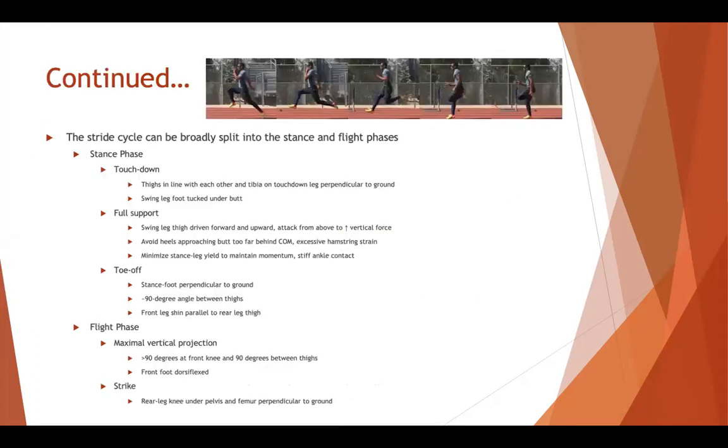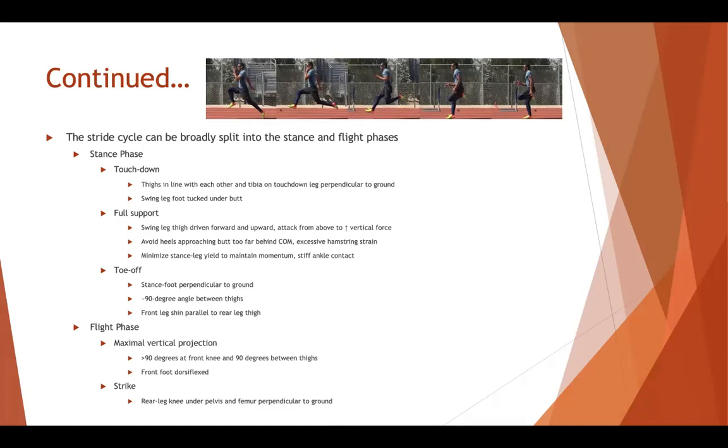Max velocity sprinting can be split into 5 different parts, 3 occurring during the stance phase, when the athlete is touching the ground, and 2 during the flight phase, when they are in the air. Touchdown, shown at the top of the screen, is the moment the athlete strikes the ground. At this point, the thighs should be aligned with each other, with the tibia of the touchdown leg perpendicular to the ground, and the back foot tucked under the butt.